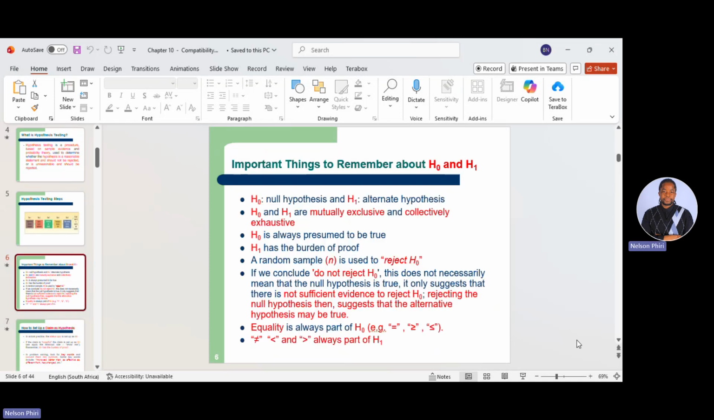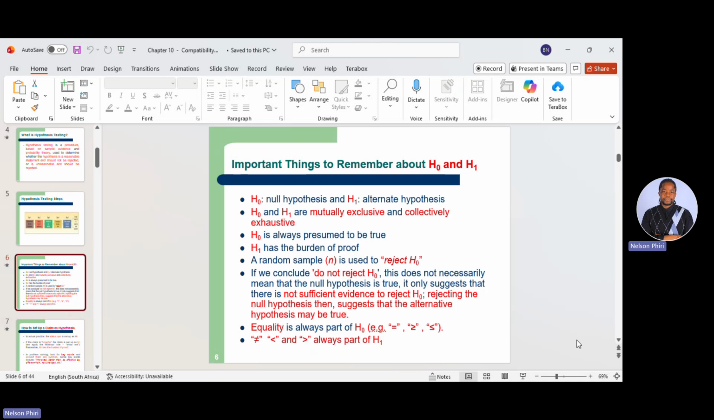Then the important things to note, you have your null and alternative hypothesis. Then H naught and H alternative, these ones are mutually exclusive. Mutually exclusive implying that they cannot occur at the same time. You either accept H naught and reject the alternative, or the other way around. And H naught is always assumed to be true. So when we make a statement, we assume H naught is correct. Then H1 is the evidence which can disprove your H naught.